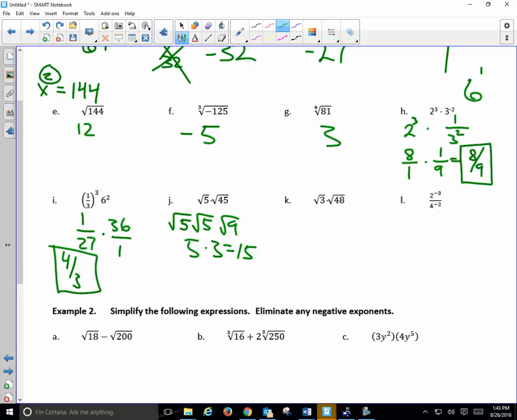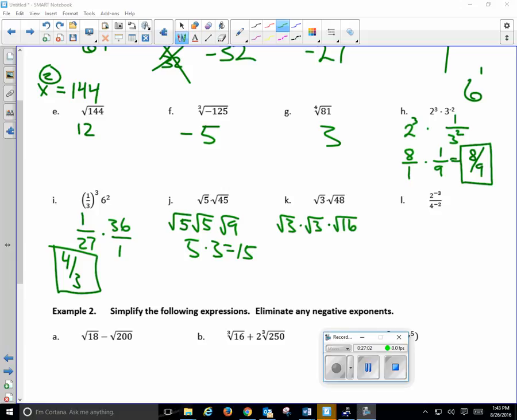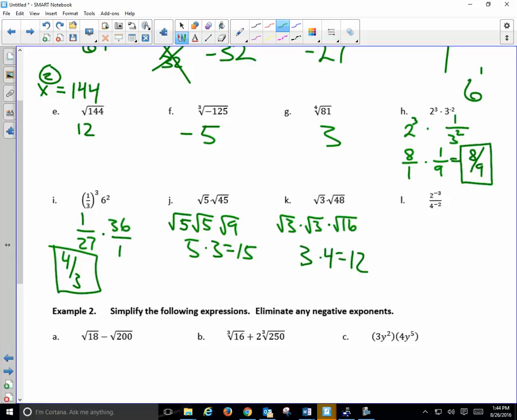A lot of people wouldn't do 3 times 48. They would try to find another way. Square root of 3 times square root of 3 is 3, square root of 16 is 4, so we get 12.